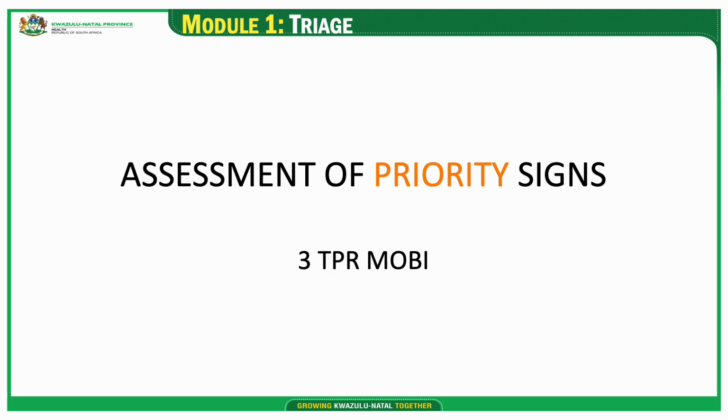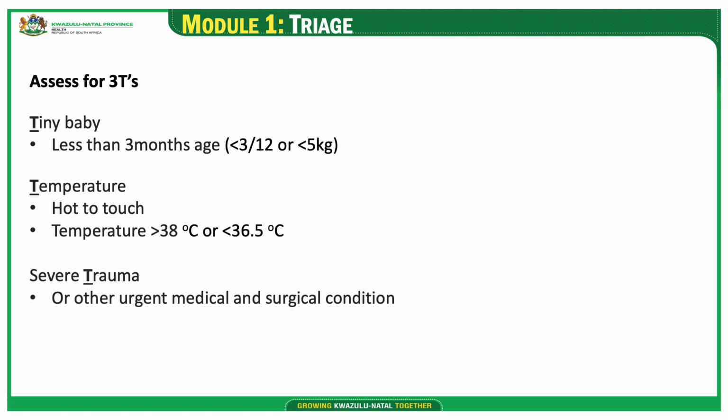As mentioned, the priority signs fall under the acronym 3TPR, MOBI. We start looking for the priority signs by assessing the 3 T's. These stand for tiny baby, temperature, or severe trauma. Tiny baby, we would look for a baby that's less than 3 months of age, or if we don't have the age, less than 5 kilograms.